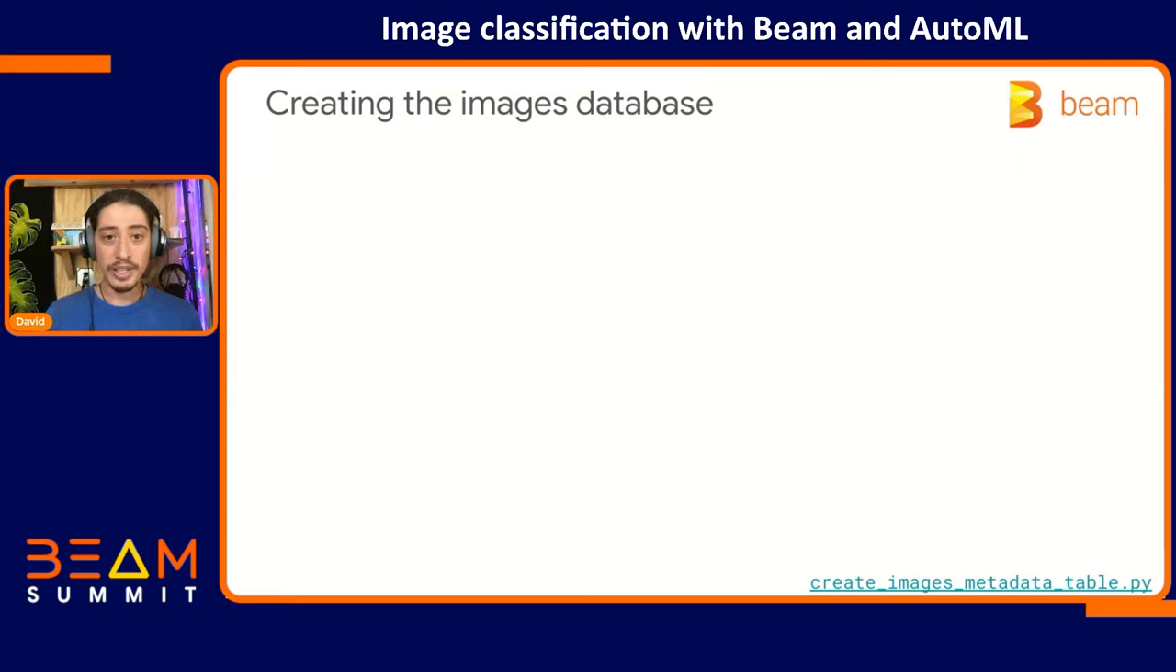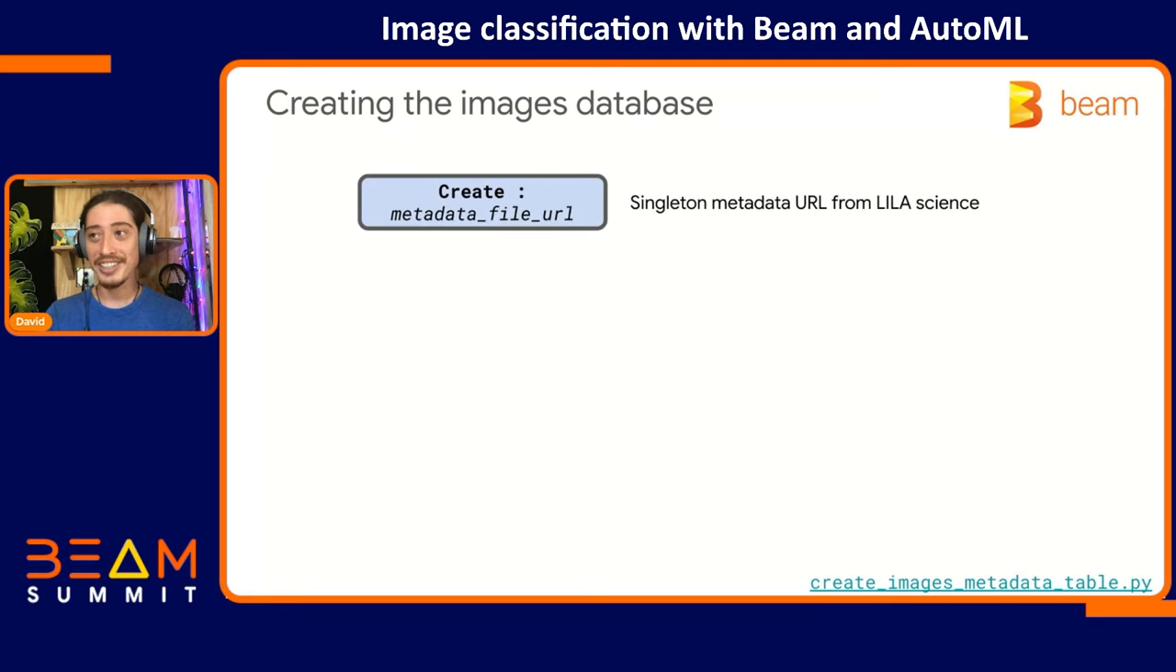And so here's a quick outline of what's happening. There are two Beam pipelines. The first one is just a little bit of preprocessing. They have all the images with their annotations, meaning which species of animal it is. Those are in a JSON file. It's a pretty large JSON file, so we decided to upload this into a database.